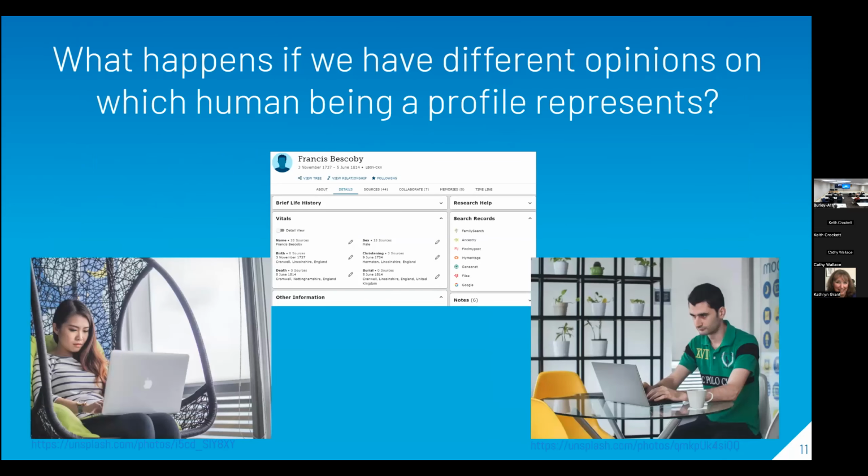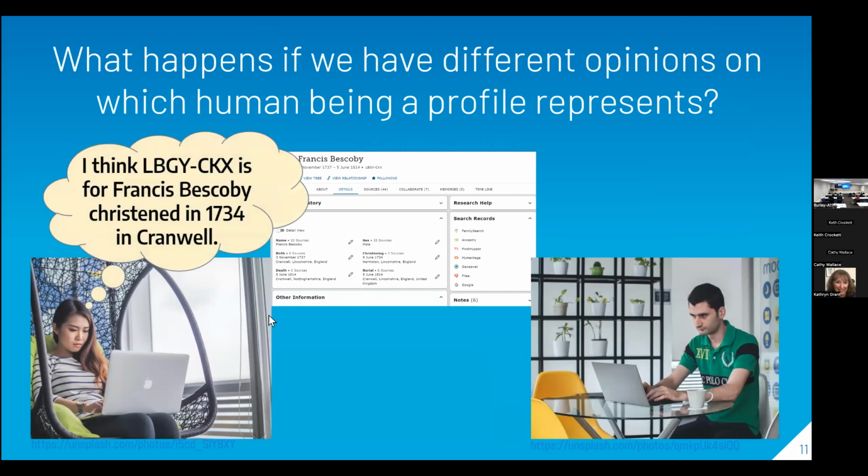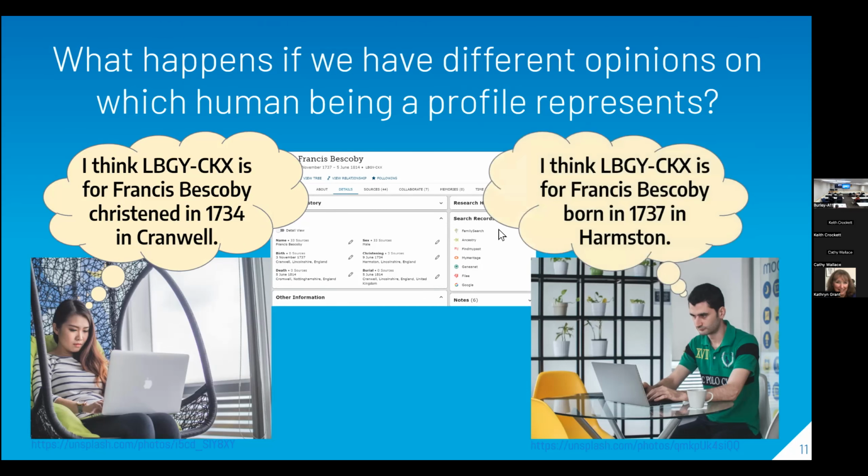What happens if we've got different opinions? I've got a real live example from my tree. Now, these aren't real users, they're just photos. But to illustrate the idea, let's say that this user thinks that the profile ending in CKX is for a guy named Francis Bescaby, who was christened in 1734 in the parish of Cranwell. But this guy comes along and says, "Oh, I think that profile is for this guy that had the same name, but he was born in 1737, 3 years later, in a different parish, the parish of Harmston."